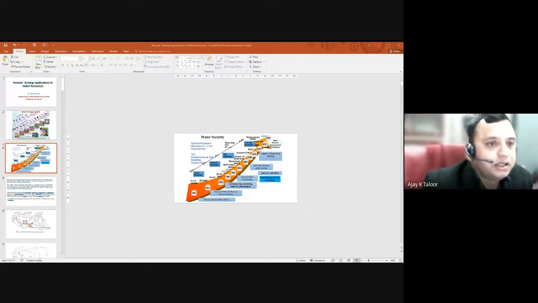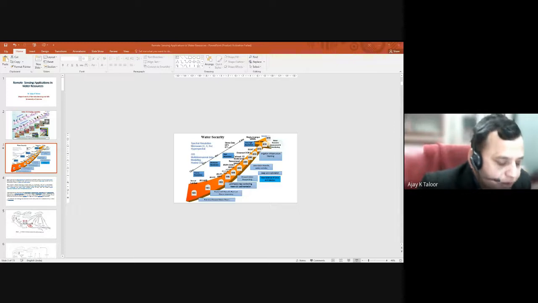Then LISS-3. This is the FCC, meaning false color composite, which has 23.5, or you can say around 24 meter resolution data. And then you have 5.8 meter resolution data. With this 5.8 meter resolution data, we are able to interpret better information about the water resources as well as the other features which lie on the surface of the earth. So the important thing is that if you have better resolution data, we can get more information.